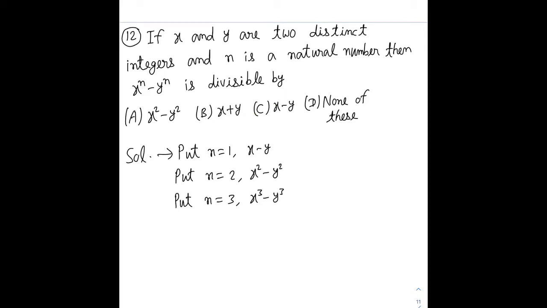Another method is by mathematical induction. How do we do it in mathematical induction? First we put n equal to 1. We check for n equal to 1 whether it is divisible by any particular factor or not. If it is divisible, then we assume that it is divisible for n equal to m, and then we try to prove it for n equal to m plus 1. But I think this method is easier. You can go for this.